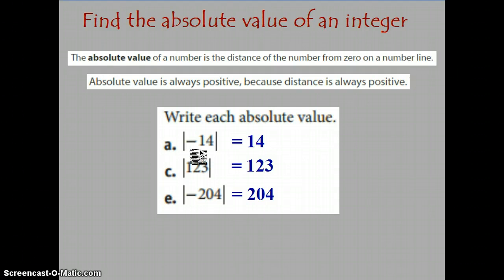So this first one says find the absolute value of negative 14. And that would be a positive 14 because it's a distance of 14 away from 0. The absolute value of 123 is 123. And the absolute value of negative 204 is 204.